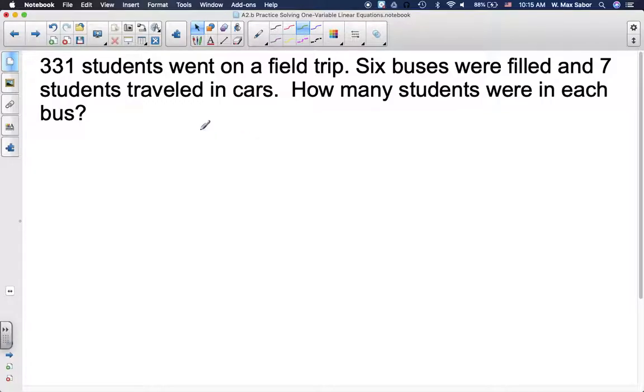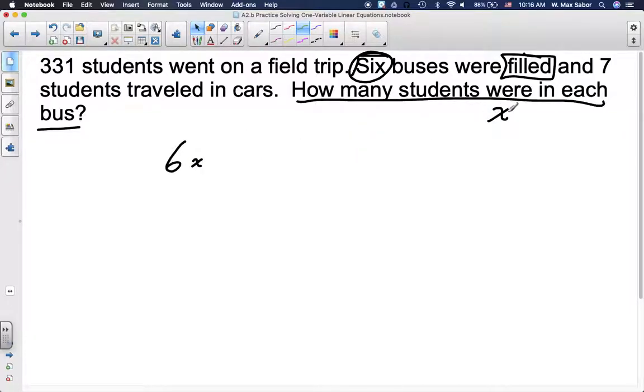331 students went on a field trip. 6 buses were filled, and 7 students traveled in cars. So we know that the buses were filled. So 6 buses were filled. We don't know how many people were in each bus. That's what we're asked for, how many students were in each bus. So we can say 6 times the number of students in each bus, plus the 7 students who travel in cars is a total of 331 students.